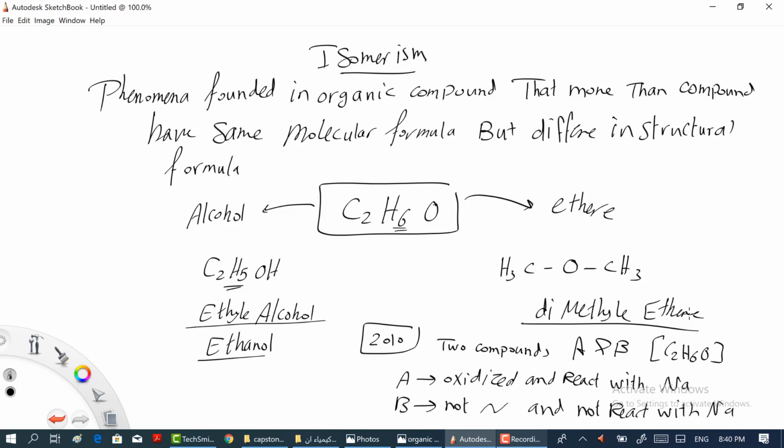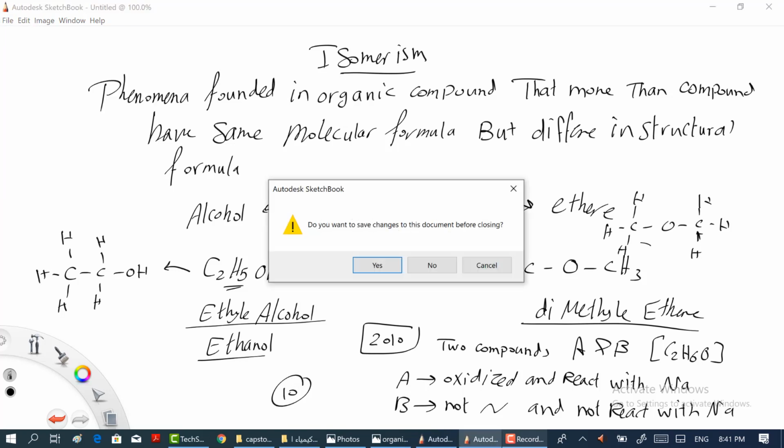Let's see the structural formula. This is called the structural formula. For this compound, it will be C and C, OH, with hydrogens attached. For the other compound, O, with C surrounded by 3H on each side. Let's play a game with this again.